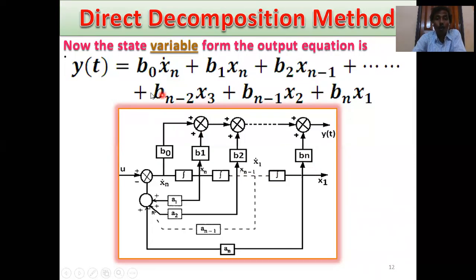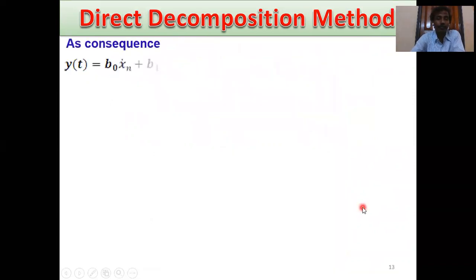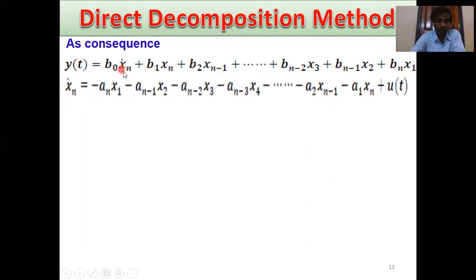This is the bn into x1. So y of t equals b0 xn dot plus b1 xn plus b2 xn minus 1 plus dot dot dot bn into x1. This is the final output of the direct decomposition system, the overall block diagram of the direct decomposition method. And y of t equals what? b0 xn dot plus b1 xn plus b2 xn minus 1 plus dot dot dot bn x1. Then put here xn dot.